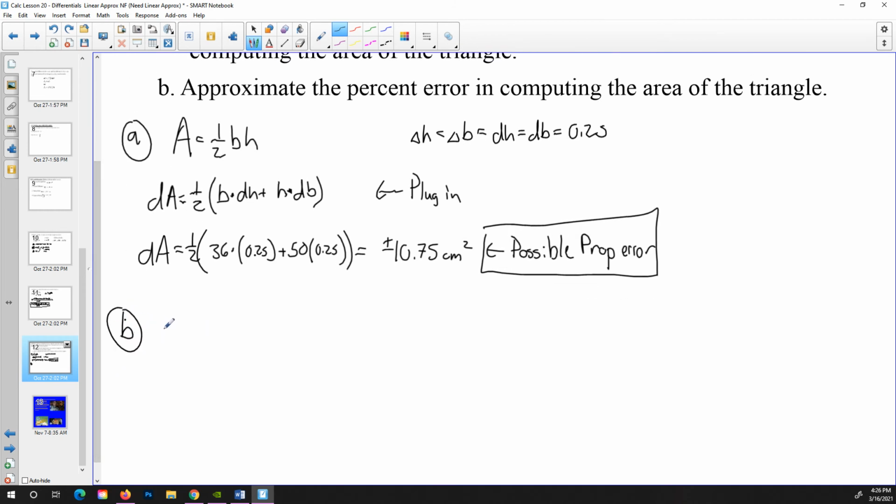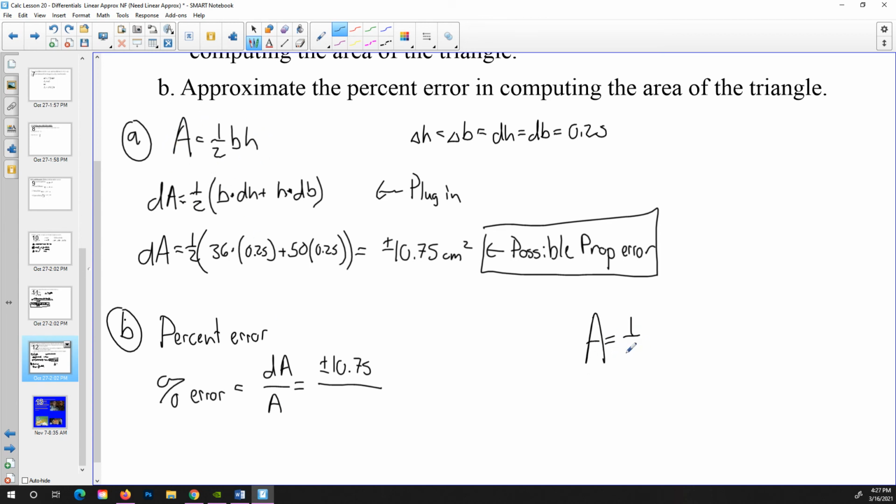My percent error. Percent error is just going to be dA over the actual area. Now dA I get from here, so it's just going to be plus or minus 10.75. And then my actual area. Well, my actual area, I use the area equation. A equal to 1/2 the base 36 times the height 50. And when you make that calculation, you end up with 900 centimeters squared.